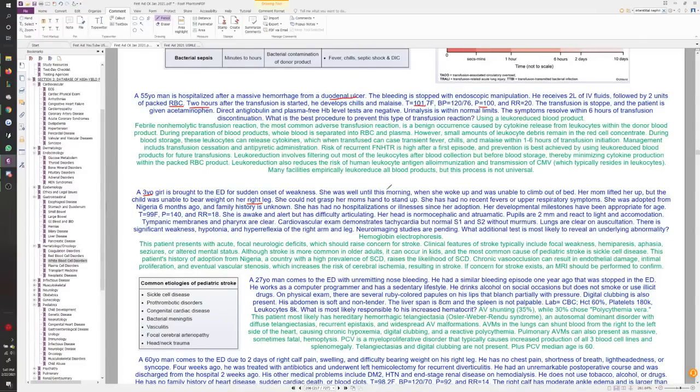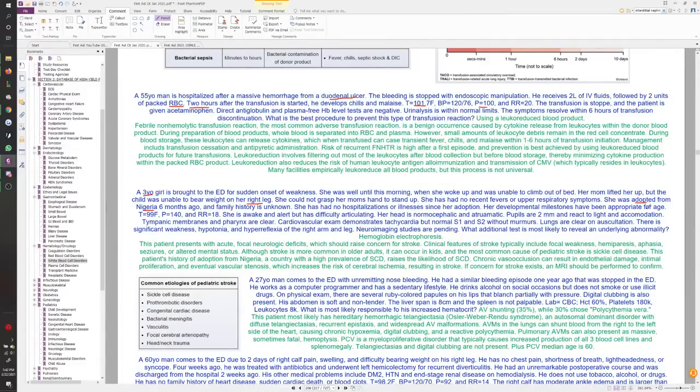She could not grasp her mom's hand to stand up. She has had no recent fevers or upper respiratory symptoms. She was adopted from Nigeria 6 months ago, and family history is unknown. I'm going to highlight that too, because adoptions mean that anything is possible, and they're picking a country in an area in Africa where sickle cell and stuff like that is much more common. So this country is also a giveaway for what could be wrong with the 3-year-old girl they adopted. No hospitalizations or illnesses since being adopted.